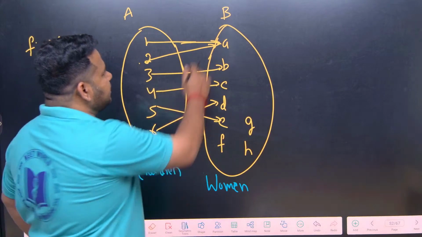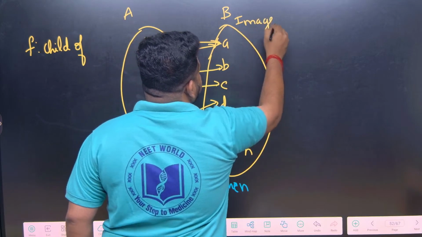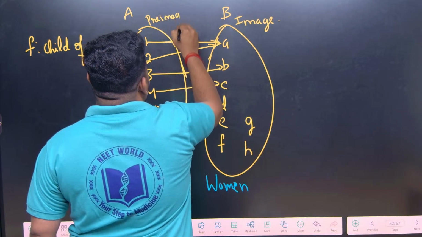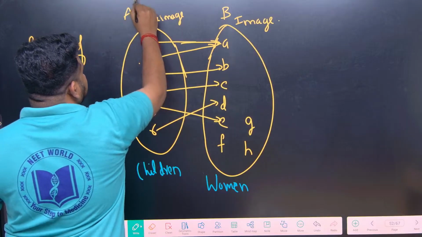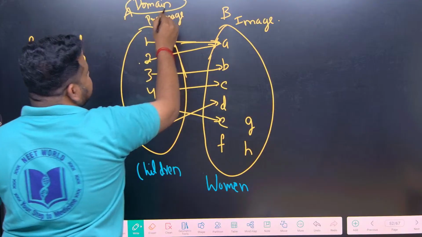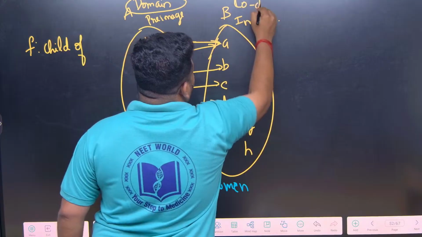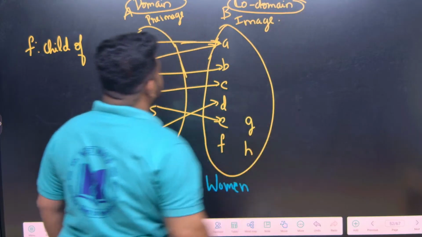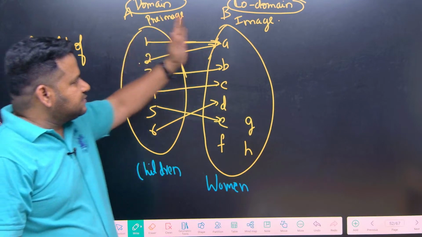So what we call here, this is called the image. And what we call here, we call it the pre-image. Also, set A, we call it what? Domain. There comes the word domain. And what we get here, we call it codomain. So see here, this set A elements are called pre-image and it has a unique image.